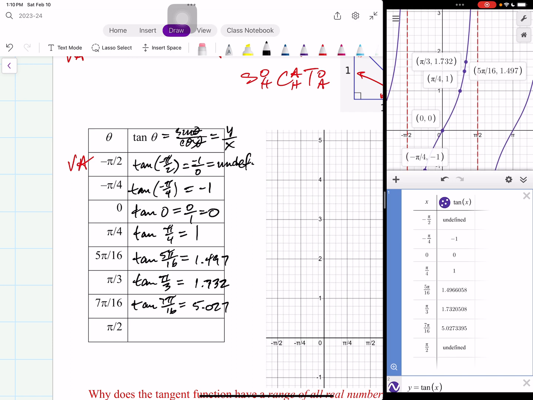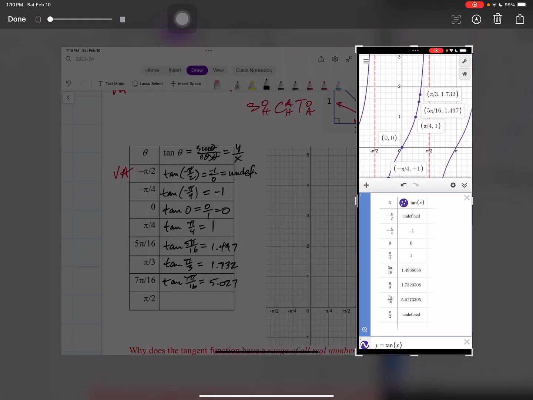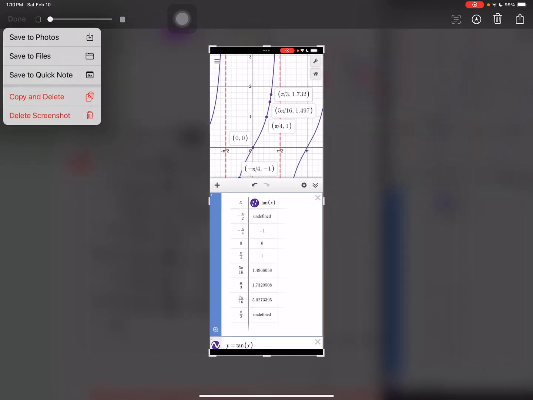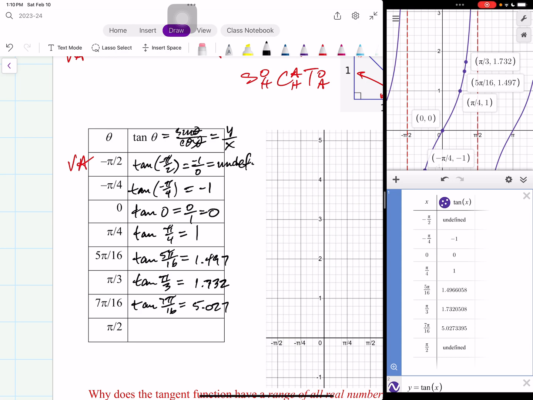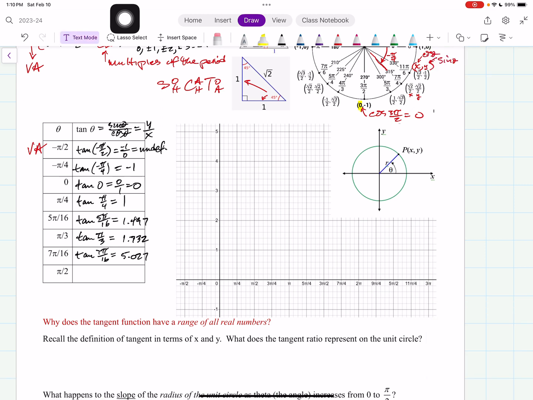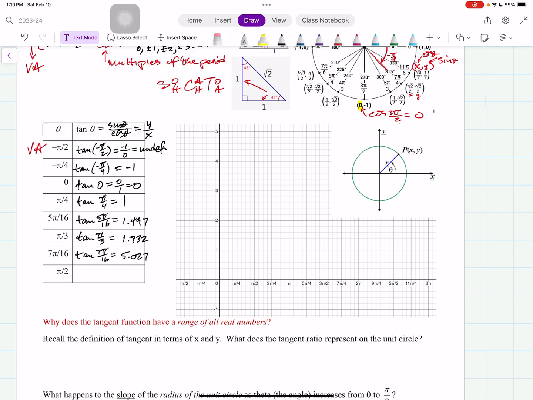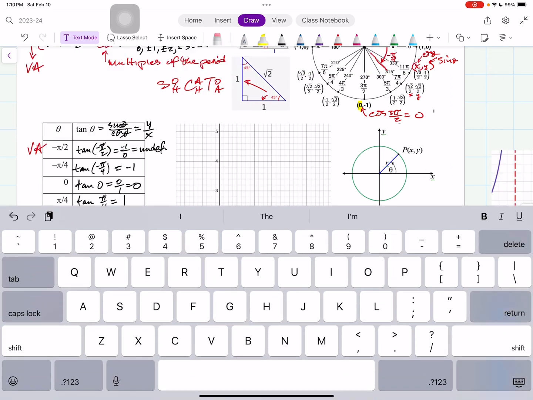Okay, so let's do this. Let's screenshot this and bring it into our lesson. I just need the graph right there. When you do this on the iPad, just say copy and delete, and then you just bring it into your lesson real quick off to the side. Click on the text mode button, press and hold on the side, and then we'll paste it right in there.